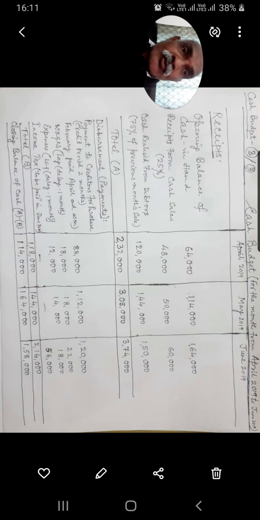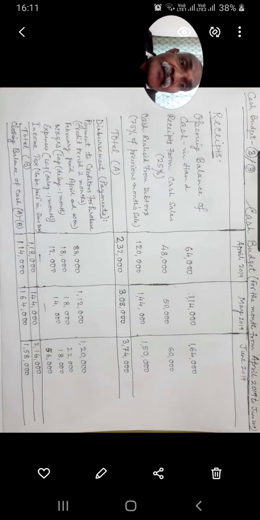It means the total 1,92,000 you have recovered in the month of April and the month of March. Total amount you have already recovered. So the total receipt in the month of May is equal to 3,08,000.